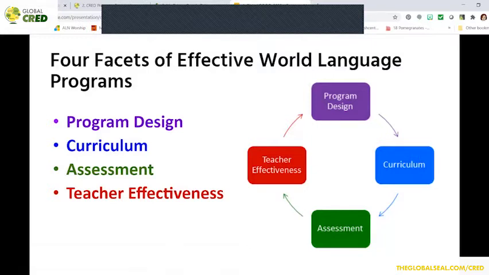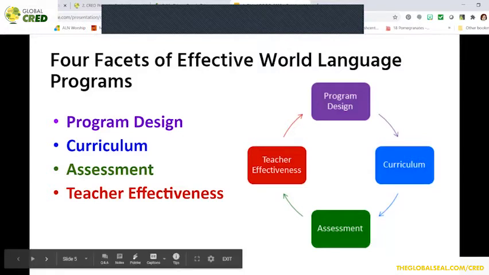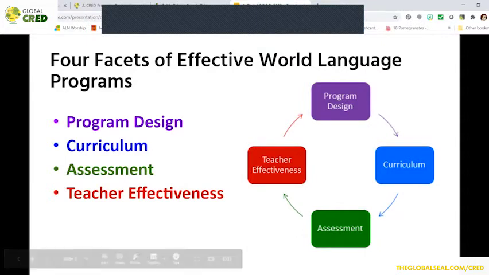We divided it into 4 facets, these lovely jewel tone facets. So the first jewel that we would talk about, our amethyst here, is program design. So you have to know where you're going to be able to build the program.